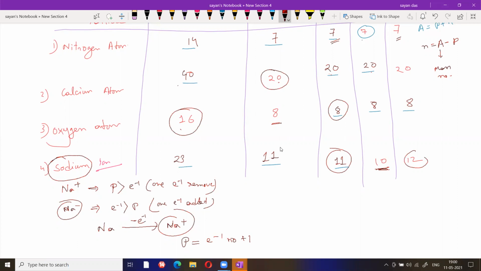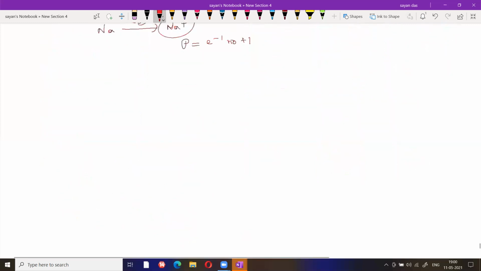Okay. Next, I'll give you another question, again on the calculations of electron, proton, and neutron. This one is also an easy question. Second question: calculate the number of electrons, protons, and neutrons in the following.